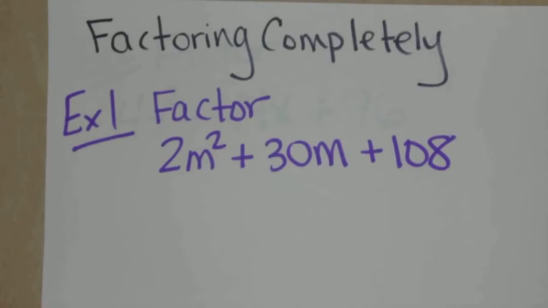Hey everyone, our next video is titled Factoring Completely. Now the good news is there is nothing new in this lesson. Factoring completely is more of factoring with more than one step involved, if you will. If you take a look at example 1, it says factor 2m squared plus 30m plus 108.